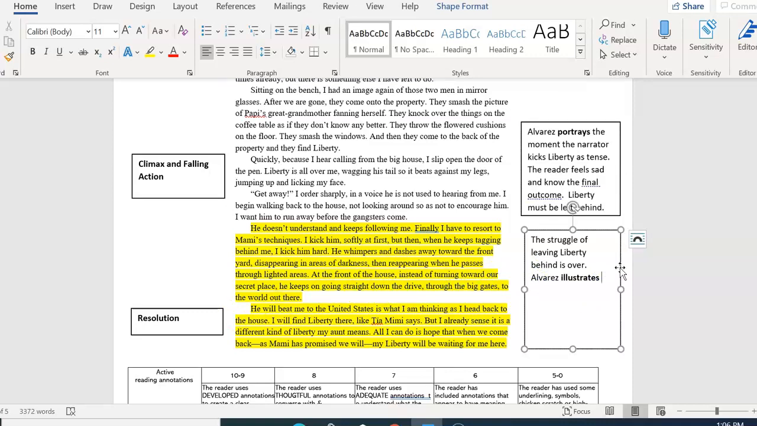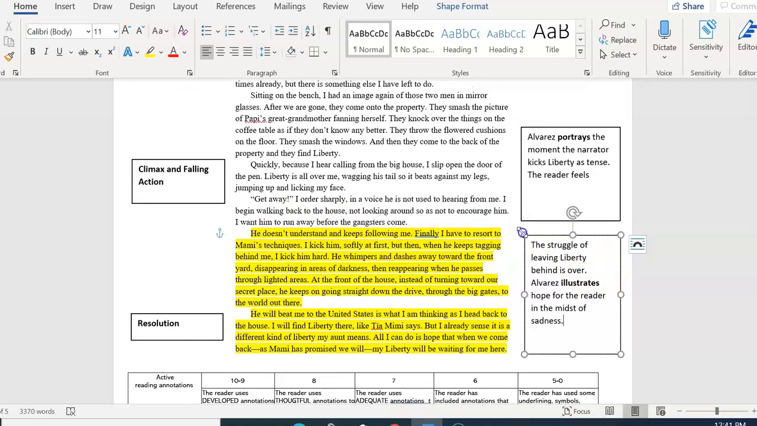Alvarez illustrates that Liberty is finally on its way to the family. The reader feels hope for the future. Okay, and that's the resolution.